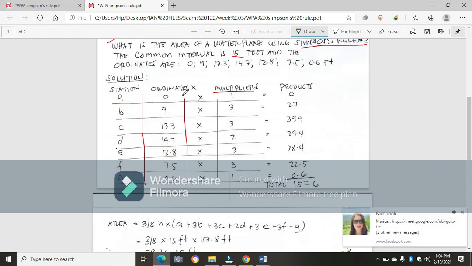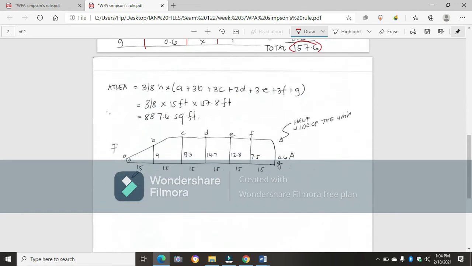Okay, so again, 0 times 1 equals 0, 9 times 3 equals 27, and so on. And then put the total, 157.6. Okay, so let's go to the drawing.